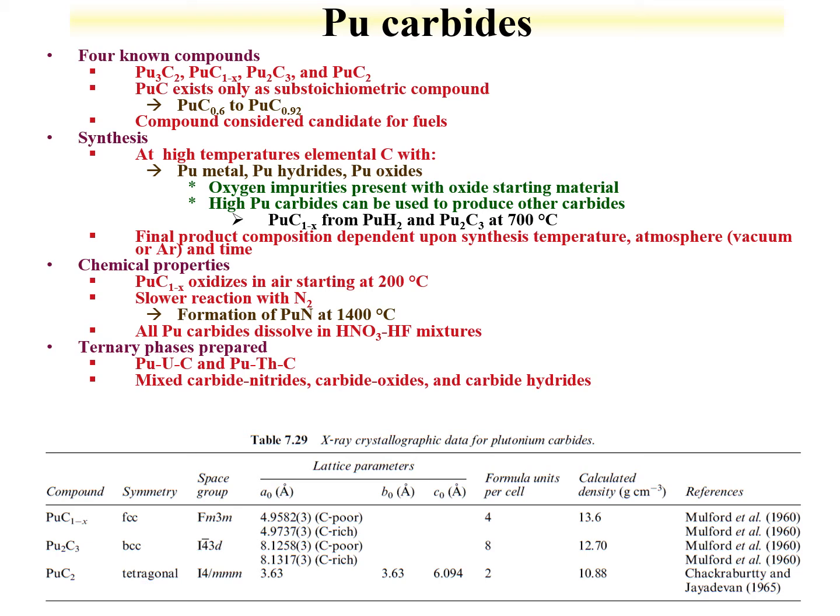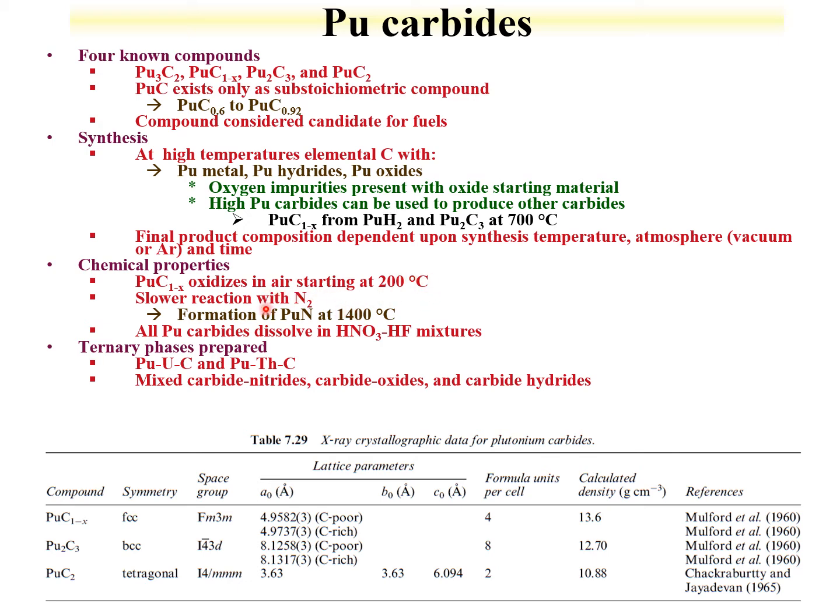For the synthesis of plutonium carbides, you can use the metal, the hydrides, or the oxides with elemental carbon. So they can be combined together at high temperature, and the carbides are produced. Controlling the stoichiometry can be useful for controlling the final product. Some of the chemical properties: the carbides oxidize in air starting at around 200 degrees.